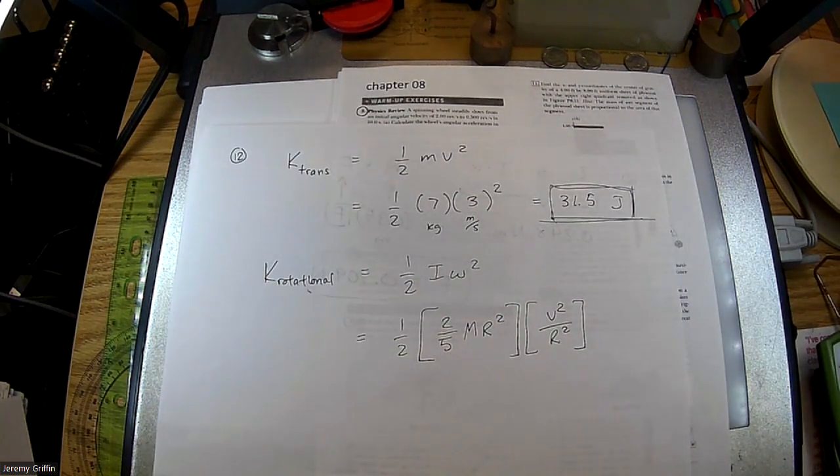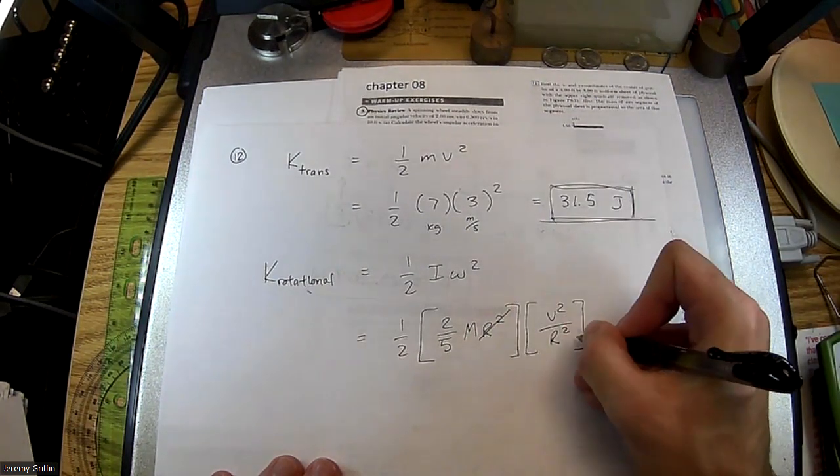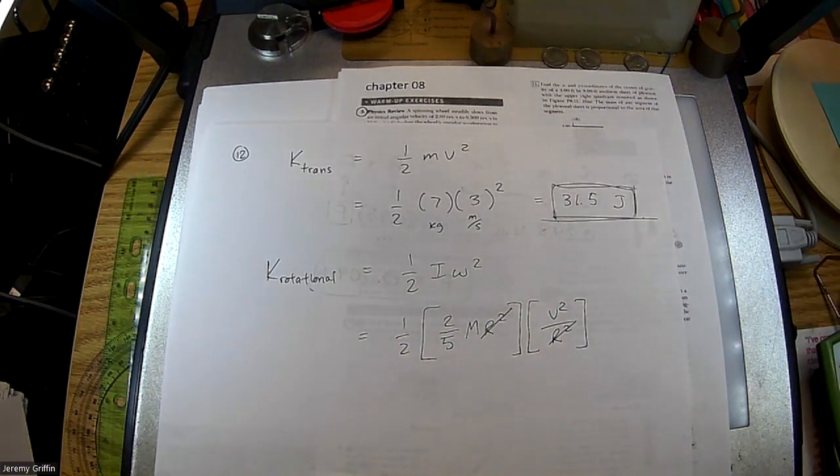And look what cancels out: the value that they never gave you to begin with. If you ever have a physics question where they don't give you some piece of information that looks like it might be important, it's probably because it cancels out. That's usually a hint that it cancels out. In this case, it does.